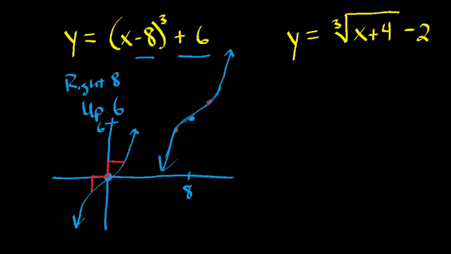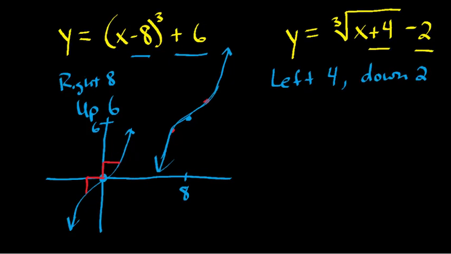How about this last one? What does the plus 4 under the cube root function do? And how about the minus 2? Let me know what you think below in the comments. If you said plus 4 makes the graph go left 4, you're correct. And the minus 2 at the end makes the graph go down 2. Using this information, I will let you graph that one on your own.